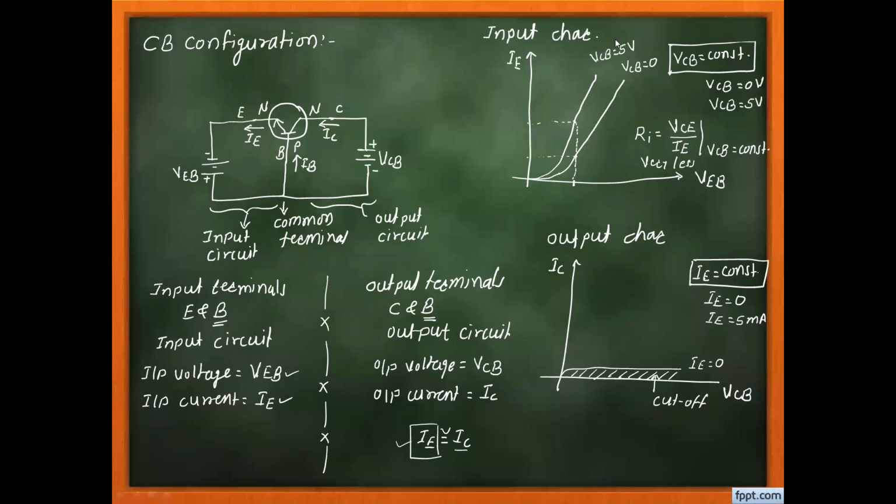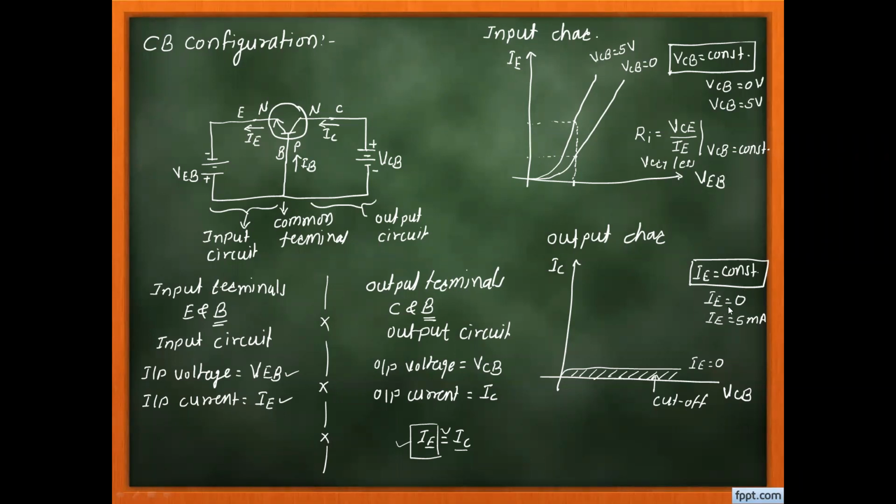So once again, please concentrate. We are going to discuss the output characteristics. The output characteristics are drawn between output circuit voltage VCB and output circuit current IC. For that, we have to keep the input circuit current constant, so IE is equal to constant.